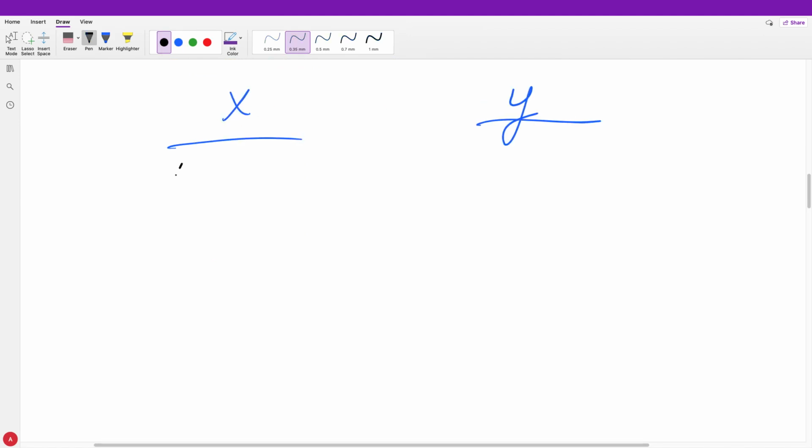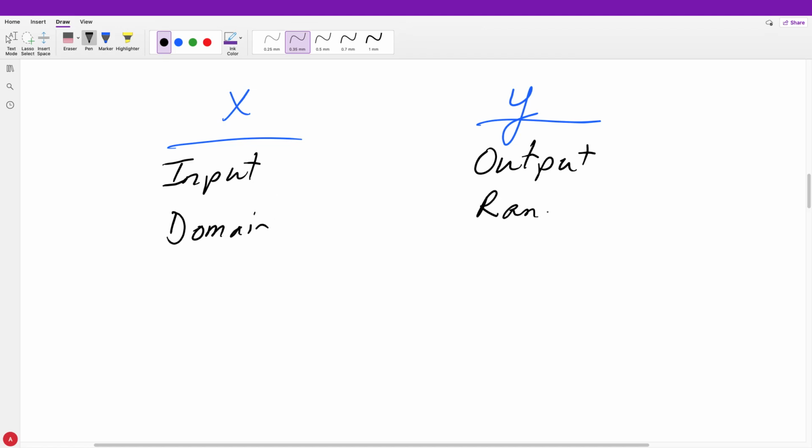We know that our x is referred to as our input, and our y is referred to as our output. We also know that our x is referred to as our domain, and our y is referred to as our range. And then our x is our independent variable, where our y is our dependent variable.